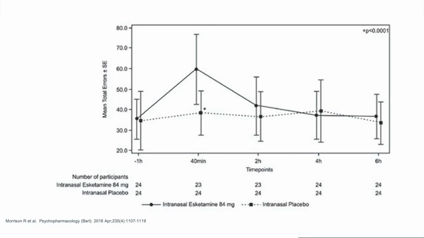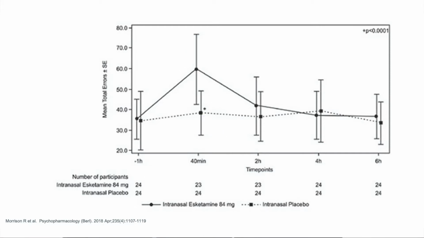And what this figure shows is performance on a test called the Groton Maze Learning Test. And the unit of measurement on the y-axis is the number of errors people are making on that test. And you can see that prior to drug, the individuals made about 35 errors, both those in the placebo group and those in the active group. After the drug, the number of errors in the active group increased to about 60. However, in the placebo group, errors remained relatively stable right across the whole study day.